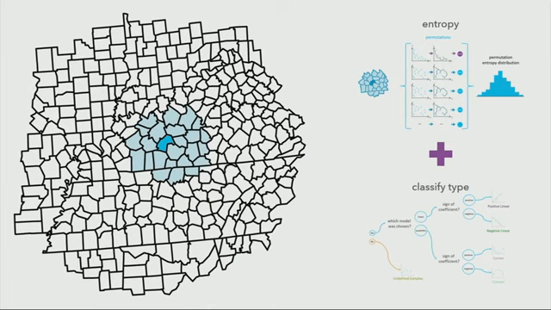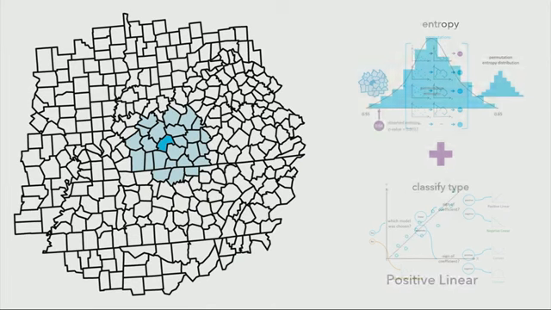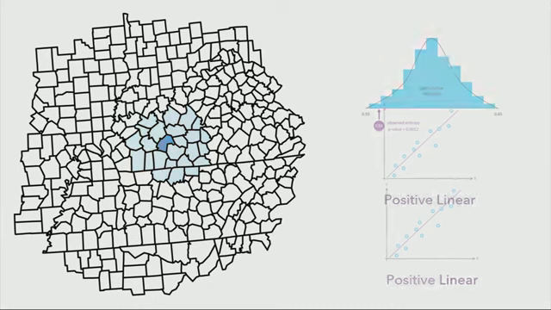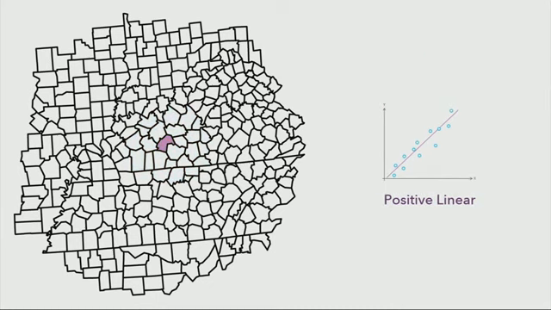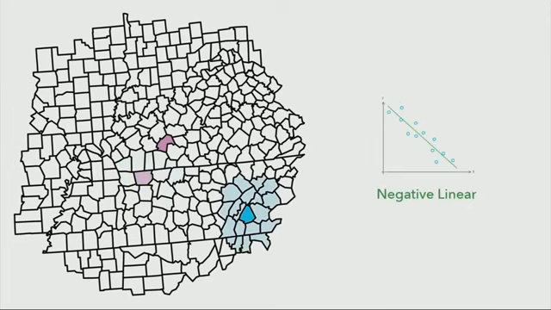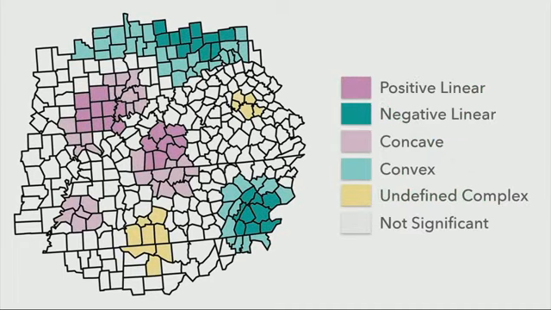It'll take a feature, create a neighborhood, check the entropy, check the type if there is significance, and then determine an output for that feature. In this case, it was positive linear. For the next case, it may be convex. For the next case, it may be negative linear, or it may be not significant, until you get your map of local bivariate relationships. So for a demonstration of how this works, I'm going to hand it over to Flora.